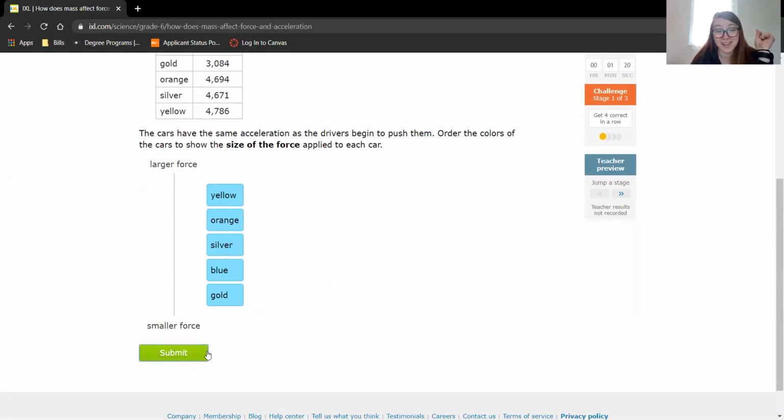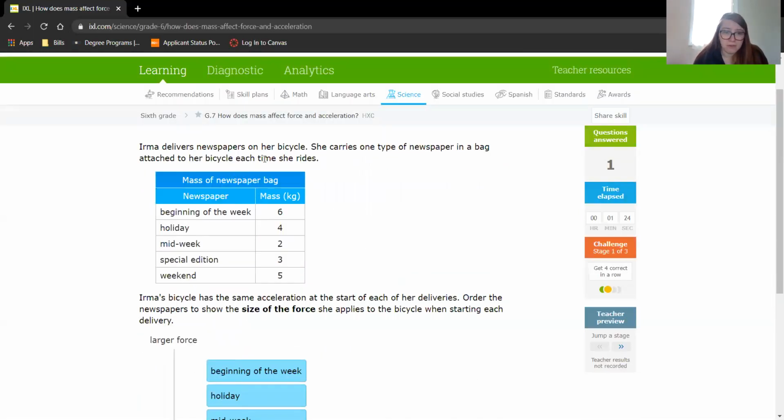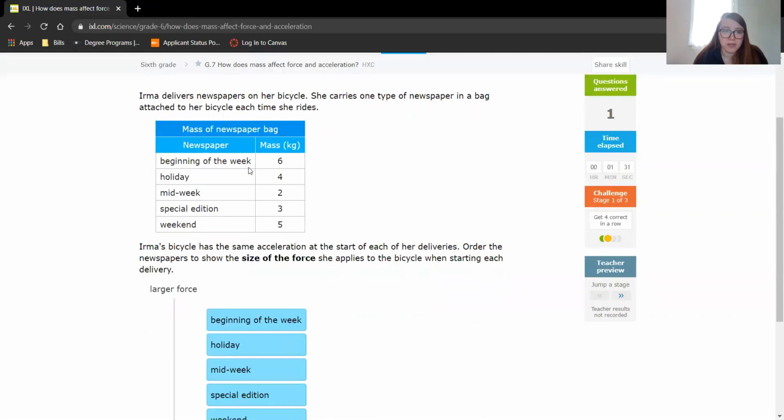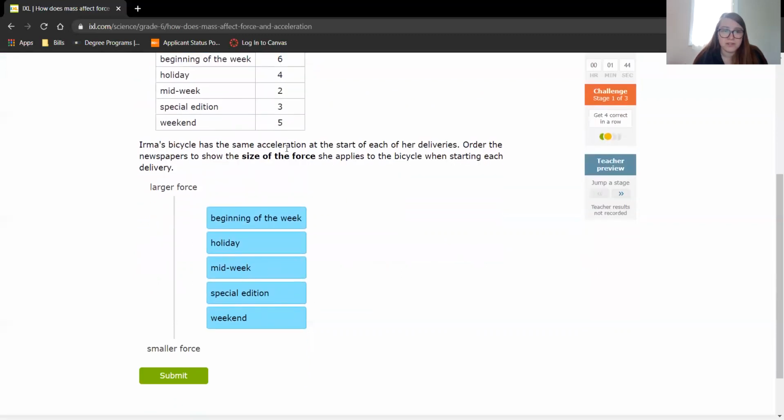Hopefully I'm right. Hey! Irma delivers newspapers on her bicycle. She carries one type of newspaper in a bag attached to her bicycle each time she rides. So the beginning of the week, it's 6, the holidays are 4, midweek's 2, special edition 3, weekend 5. So those are like different parts, different times when her bag weighs different amounts. So her bicycle has the same acceleration at the start of each of her deliveries. Order the newspapers to show the size of force she applies to the bicycle when starting each delivery.